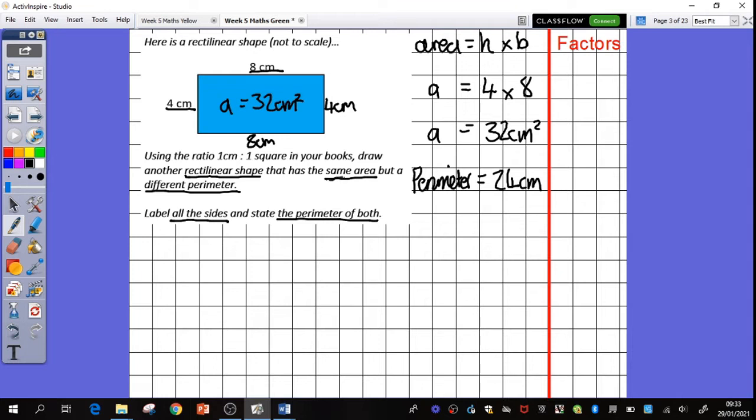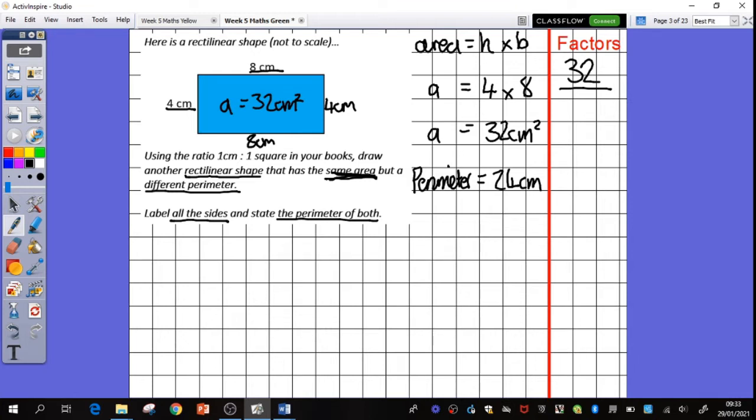So I'm going to need the same area, so it'll be 32 centimetres squared, but a different perimeter. So I can't have my perimeter as 24 centimetres. So let's think about area. Area is height times base, and they're just factors. As you can see on the right hand side, I've already drawn a little margin and written the word factors, because that's what I'm going to be finding. If I find a different factor pair of 32, other than 4 times 8, hopefully that gives me a different perimeter. So let's think of my factors.